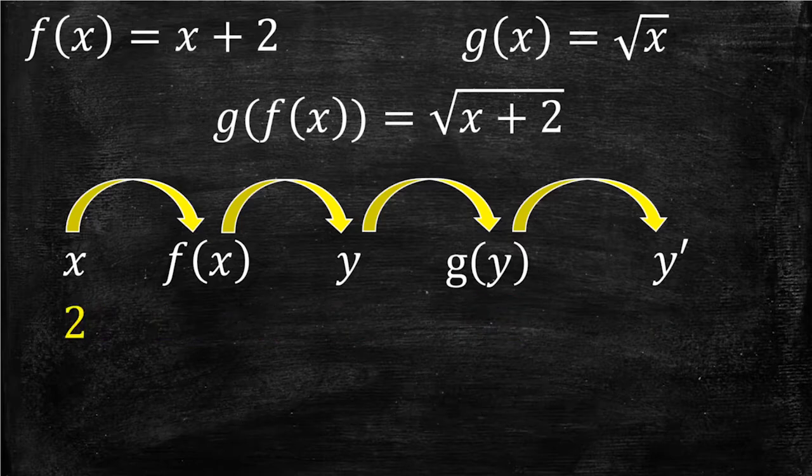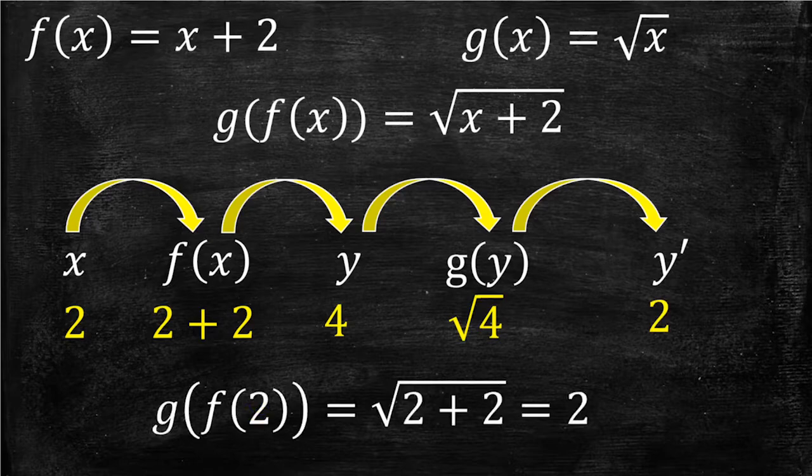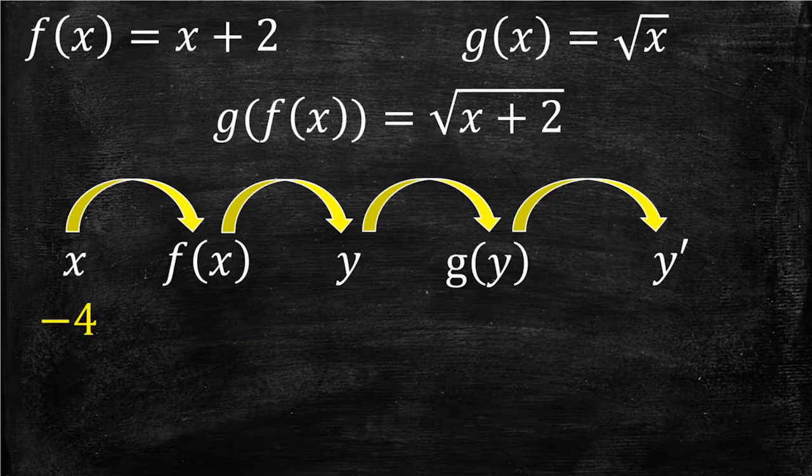This can also work for other numbers like 2. If I put 2 into my f of x function, this becomes 2 plus 2, which outputs a value of 4. We then need to take the value of f of x at 2 and input that into the g function. So I put that 4 into my g function, which gives me the square root of 4, and the square root of 4 is 2. And again, if I simply put that into the stated function that we have above, g of f of 2 is going to be the square root of 2 plus 2, which again gives us the value of 2. So this chain works.